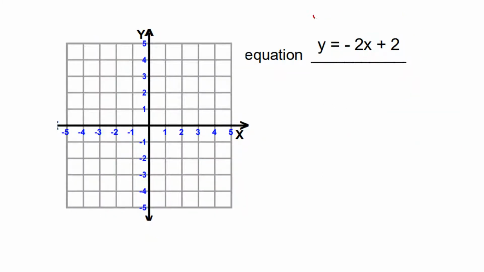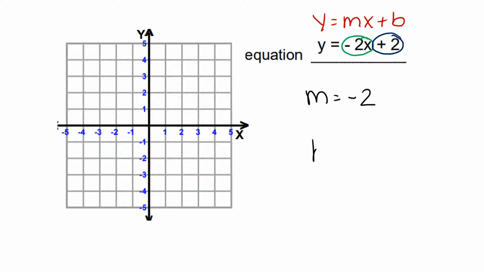For this equation, we have y equals negative 2x plus 2. It is in the equation y equals mx plus b. The m and the x are side by side. The plus b is here at the end. Our m value, the m and the x, is negative 2. The b value is a plus 2. It's positive. We start by graphing the b value first on the y-axis, the line that runs up and down. So it's going to be a positive 2.